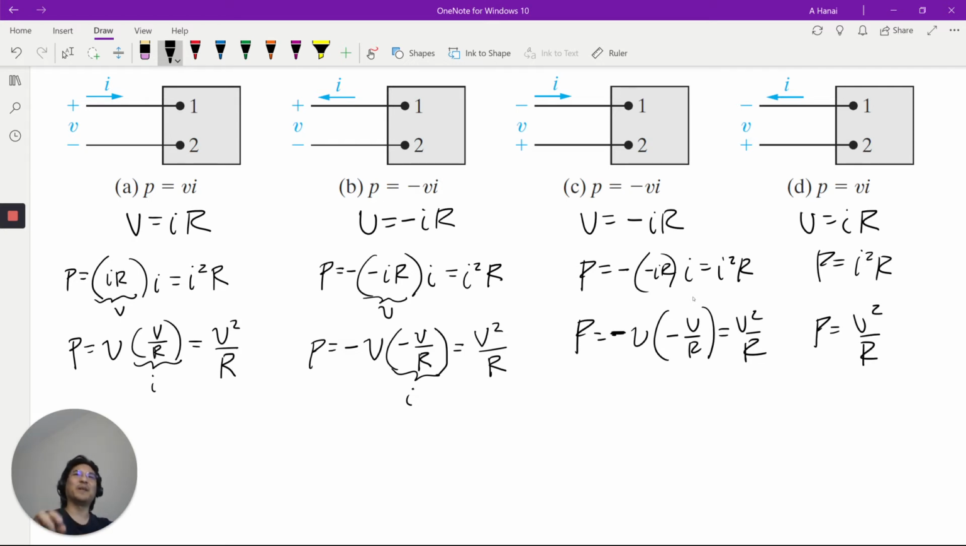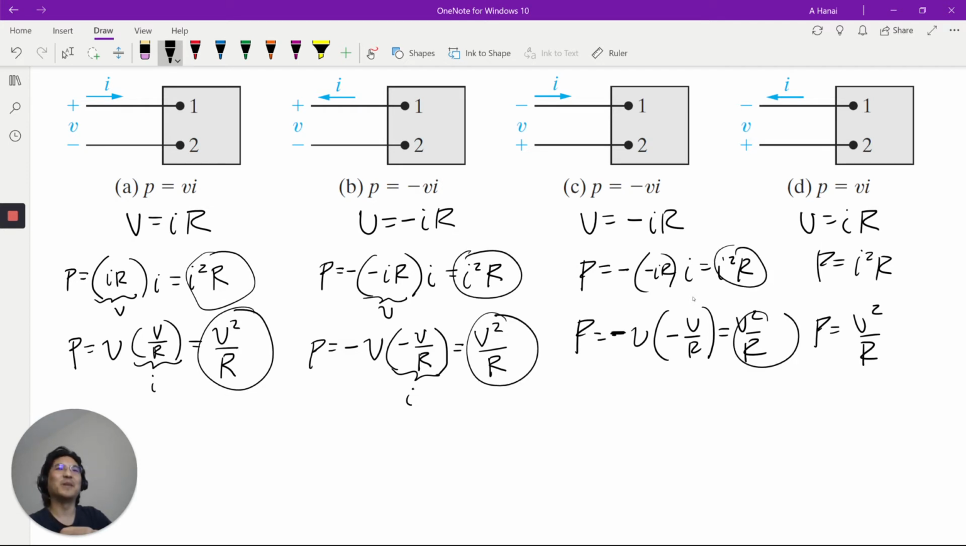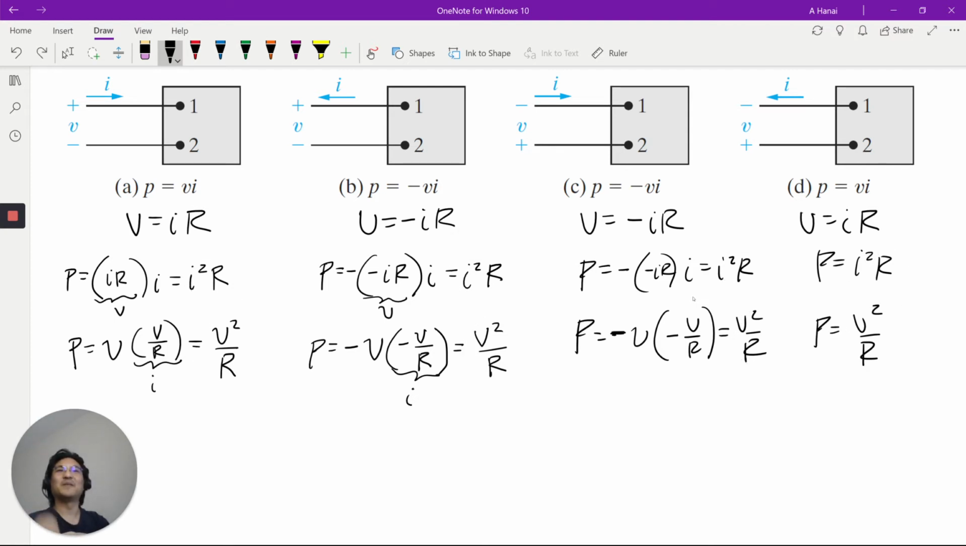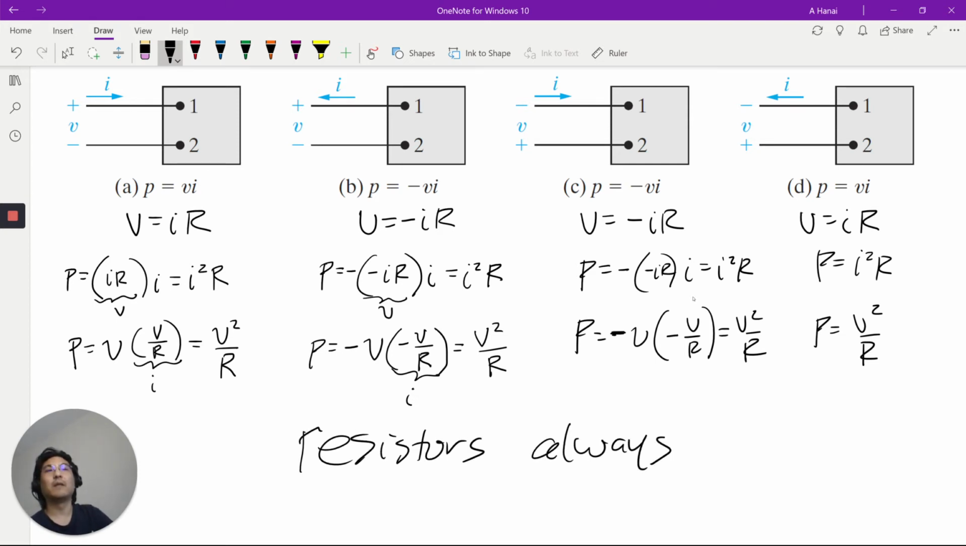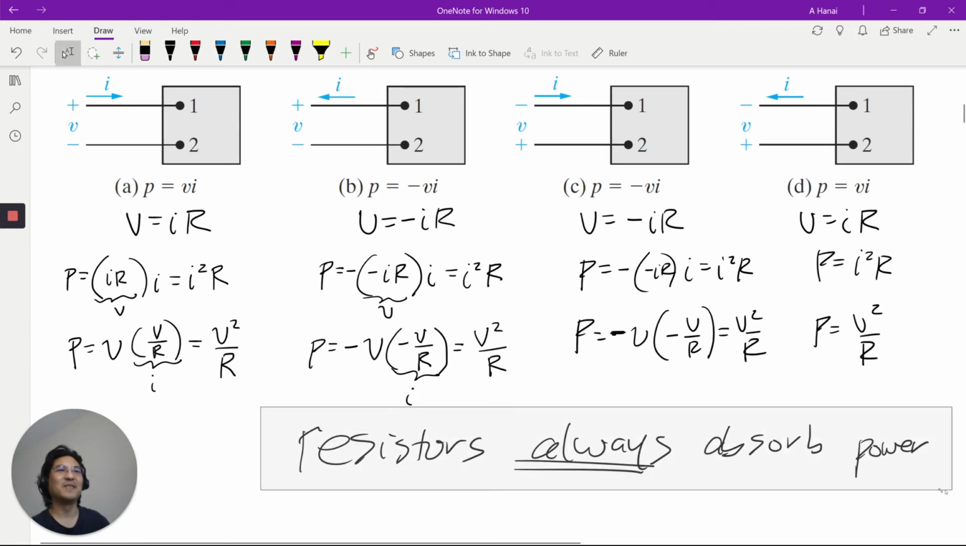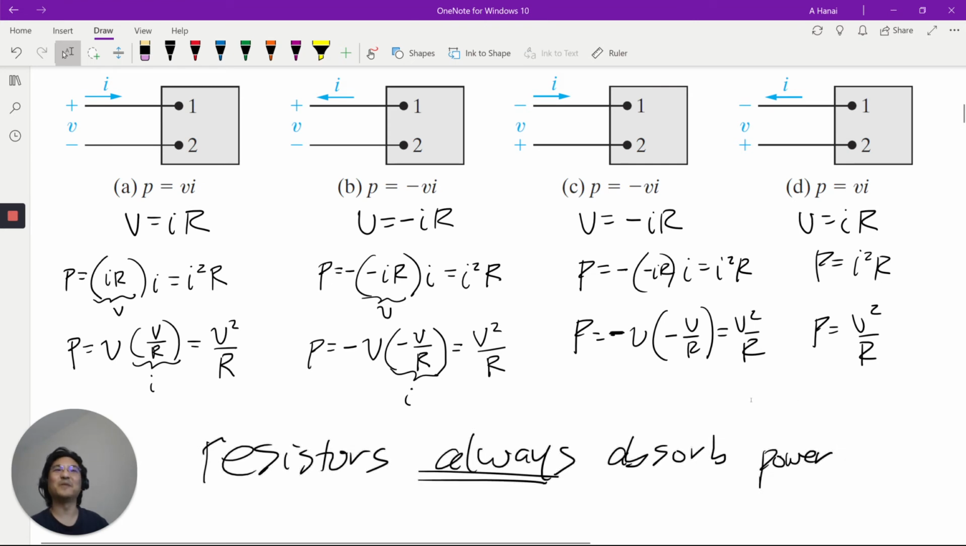So it doesn't matter which way you label voltage and current. In terms of power, look. The power absorbed by the resistor is always positive. Always absorb. Always. Right? That power for the resistor is always positive.